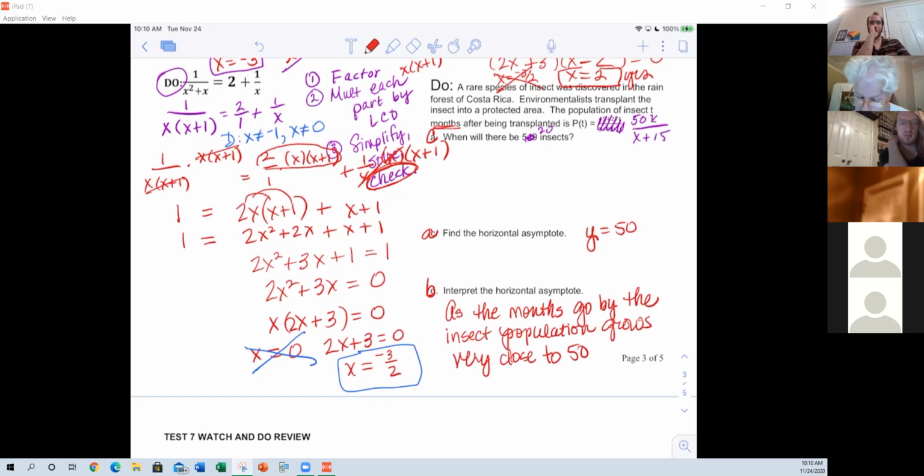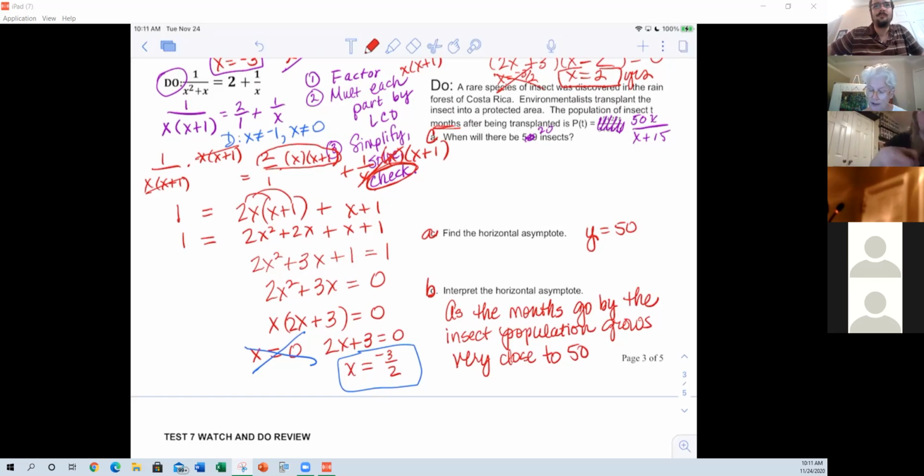Just 50 insects. Okay, so close to 50, because I didn't say thousands or anything in this problem, so this must be just like a really elite rare species. There are not going to be very many of them. So it'll get really close to 50. It will never cross 50. It's just going to get really close to 50.